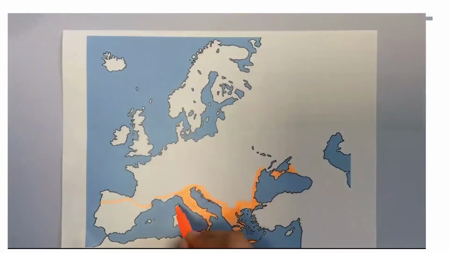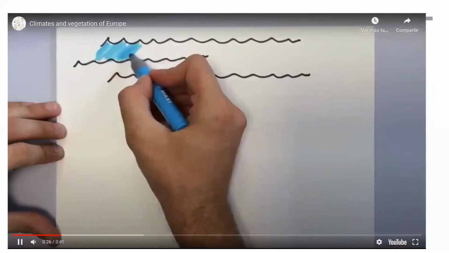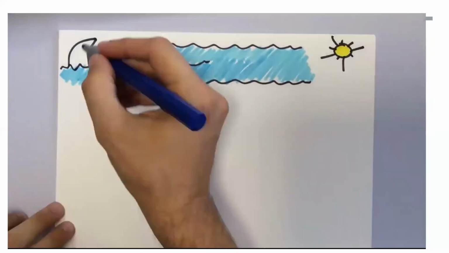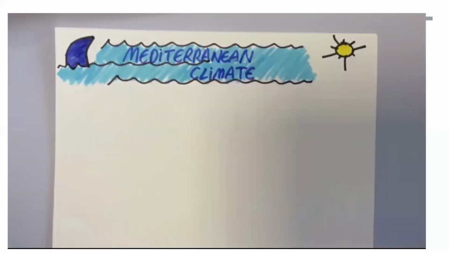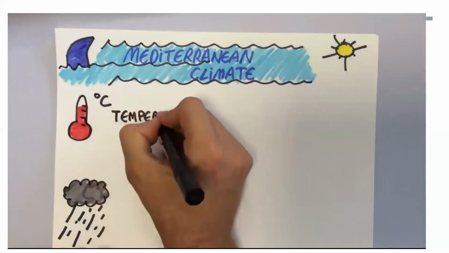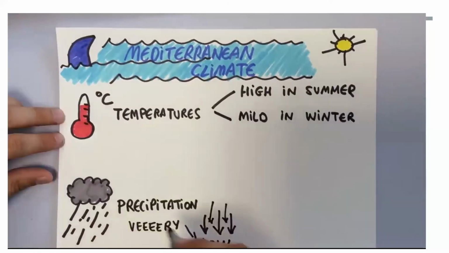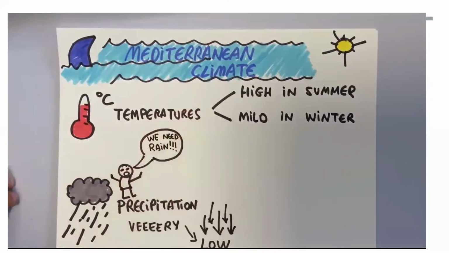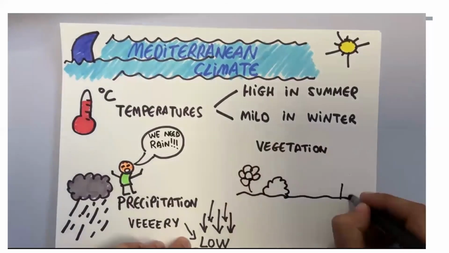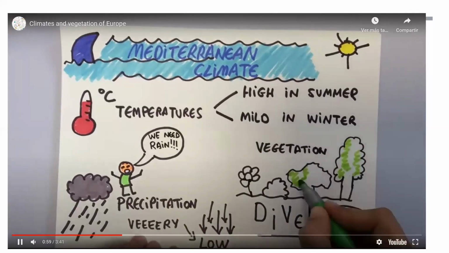So first of all, as you can see, it's showing the Mediterranean climate. And it's a very friendly video. They are going to understand perfectly what the weather is like, or what kind of climate we've got in Mediterranean countries. It's using all the time the same icons for temperature, for precipitation, etc. High in summer, mild in winter. Vegetation is very varied. We have many different types of vegetation.